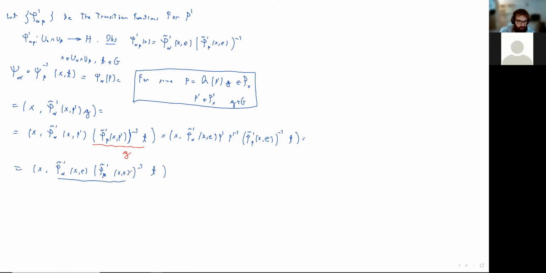But this one here, as we said before, is nothing but the transition maps for P prime. In particular, they have values in H. So we see that if we use this psi alpha as a local trivialization, the transition maps do in fact have values in H. In particular, they're the same transition maps that we had for P prime. And this concludes the proposition.